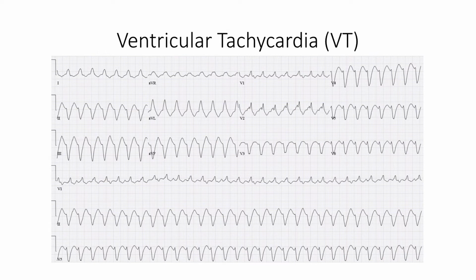Next on our list is a really serious arrhythmia that is a common cause of death in patients with heart disease, ventricular tachycardia. Ventricular tachycardia is a repetitive run of rapid ventricular beats that takes over the cardiac rhythm.